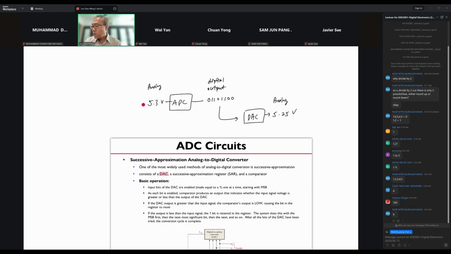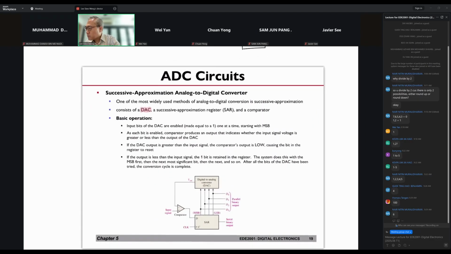When the input is 5.3 volts, but let's say my quantization level is not at 5.3, it's maybe at 5.25. After going through this and coming back, the DAC will give you 5.25. I hope everybody gets that. So remember, the ADC process is always approximate, because there's truncation in the process.